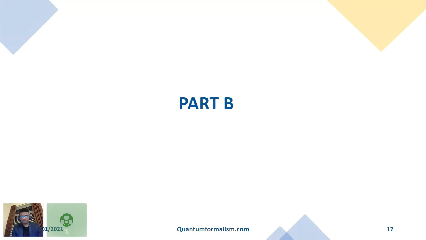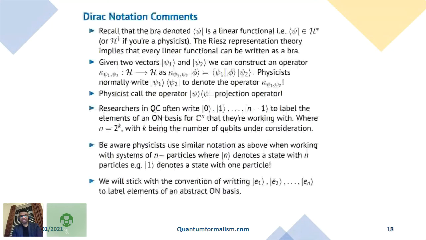Let's go to part B, just for comments on the Dirac notation. This is also very important because this is to do with the notation. In fact, I forgot to remove one of the bars here. The convention in physics. Sorry for that, but you can just remove it. I'll explain this in a minute.